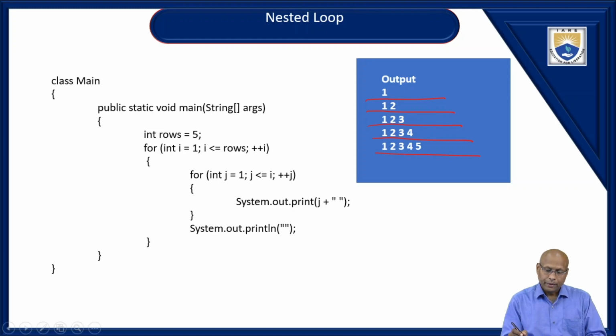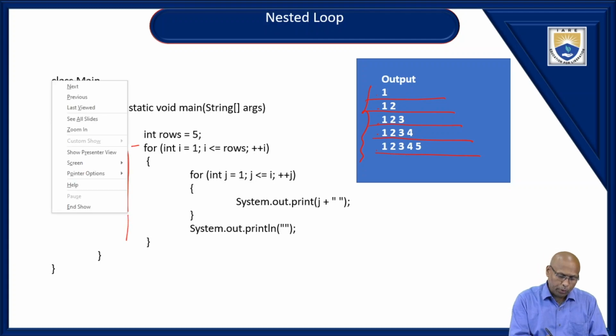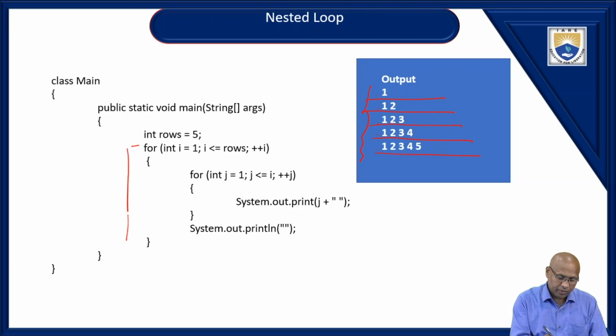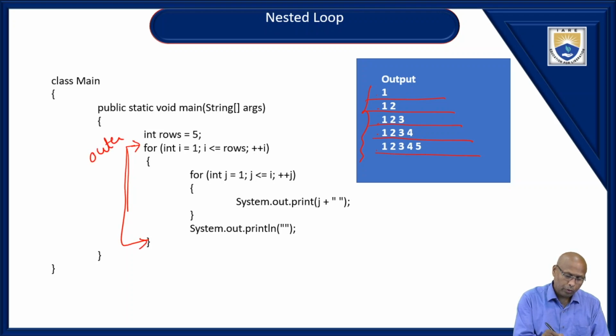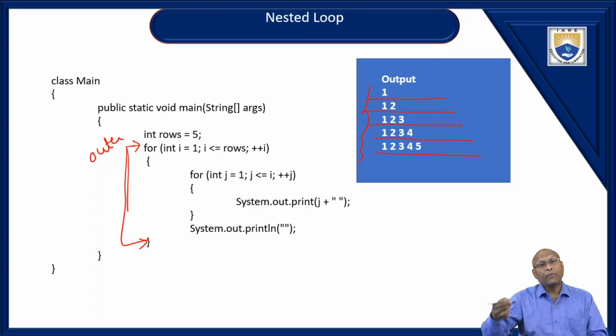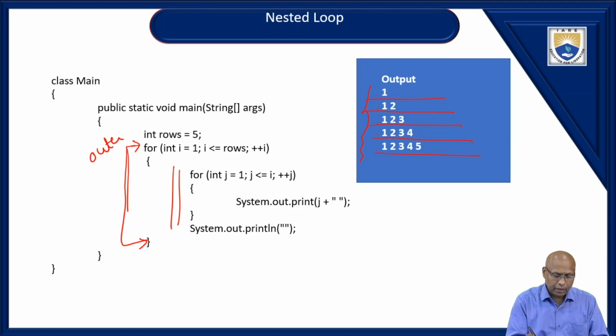That means my outer loop repeats how many times? 1, 2, 3, 4, 5: 5 times. 5 times my outer loop is repeating. This is the outer loop. For every iteration of the outer loop, the inner loop repeats. How many times? i times.